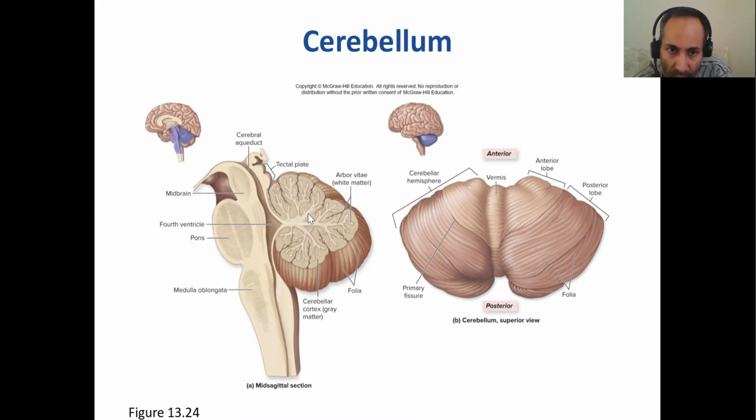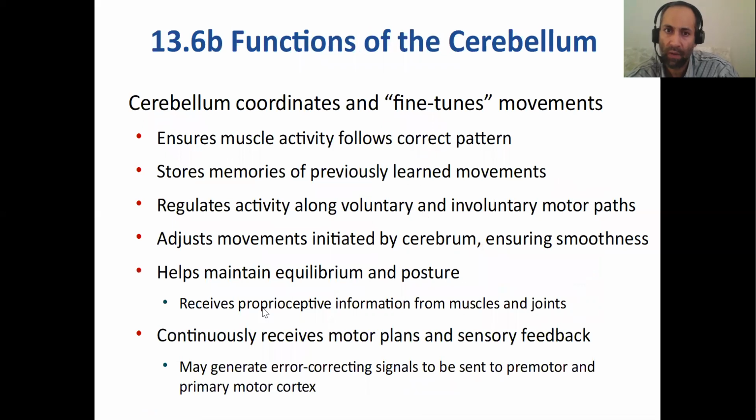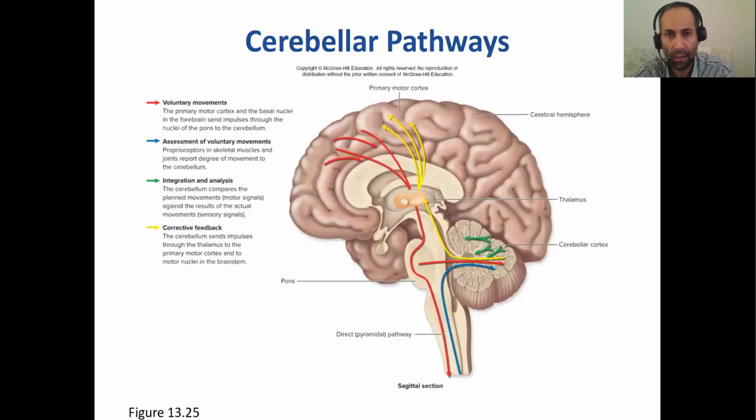And you can see that the cerebellum is connected to all three areas of your brainstem by means of these three peduncles. The superior cerebellar peduncle connects it to the midbrain, the middle cerebellar peduncle connects it to the pons, and the inferior cerebellar peduncle connects it to the medulla oblongata. So it has input and feedback to all of the brainstem areas and vice versa. It fine-tunes movement and maintains your equilibrium and your posture, as you can see here, okay?